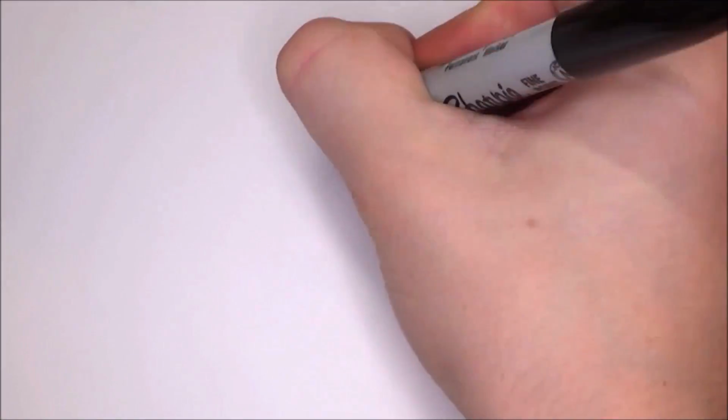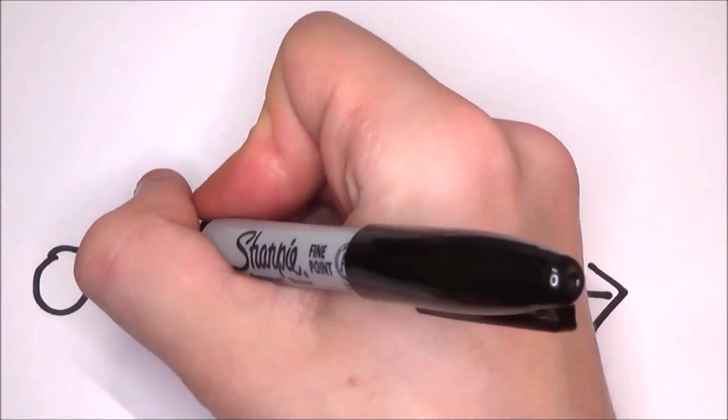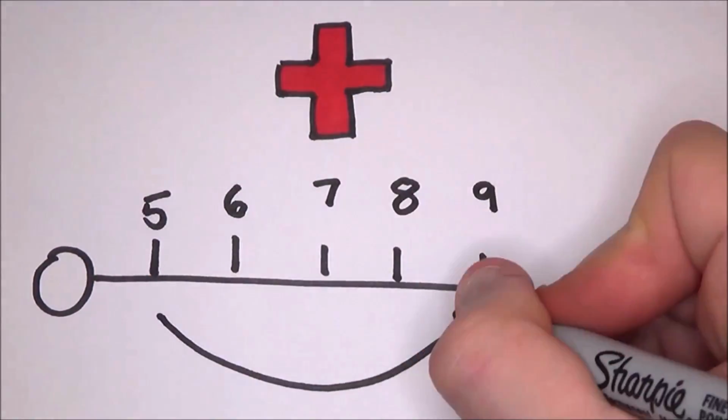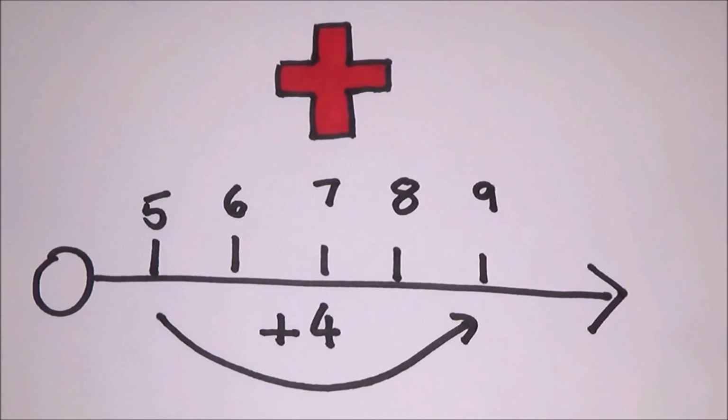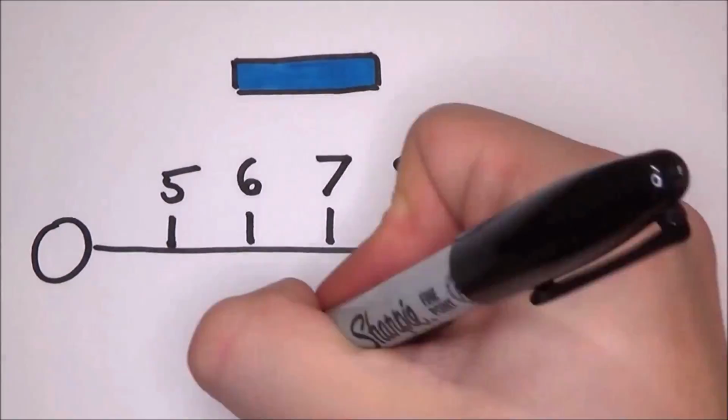First we're going to start off with something simple, addition. If we have a 5 and we want to add a 4 onto it, then we move along our number line 4 places and so we have 9. Subtraction simply works the other way around, so we have 9 and we subtract 4 and we end up with 5.